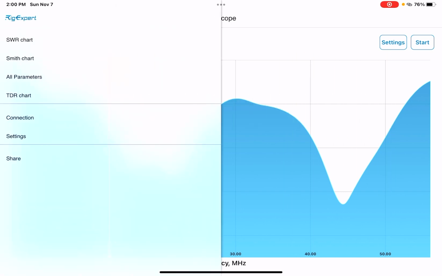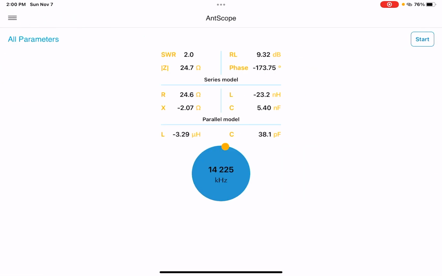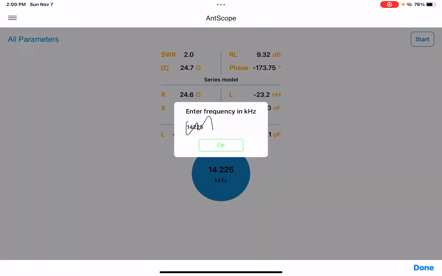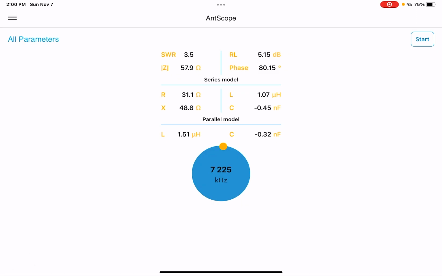Okay, now let's look at the parameters here. Let's go with 7.225, which we can speak on in that particular frequency. SWR at 3.5, so we're going to have to use a tuner. We have an impedance of 58, which is not bad. And then return loss, look at this, at 5.15 dB. Yeah, SWR is a bit high. So not very efficient, we're going to need a tuner. And actually we need a tuner here at this park. I'm over here in Anaheim right now.